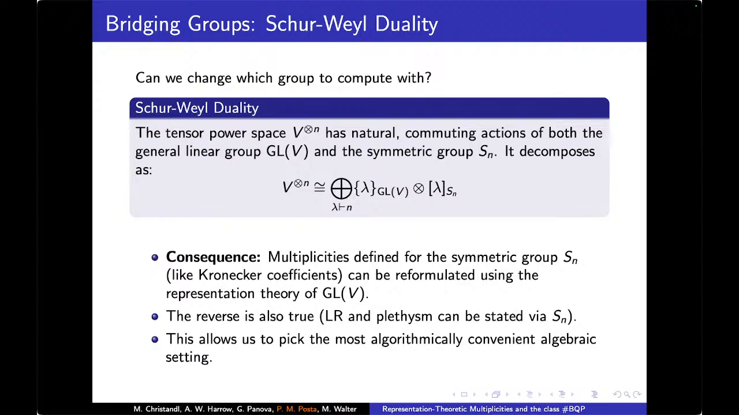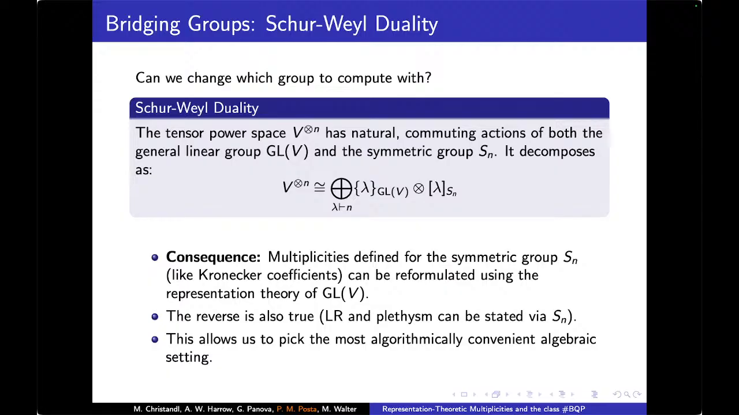So for each construction that you can do via S_n, you can also define the multiplicities in terms of just GL(V) and vice versa. So for example, the Kronecker coefficient can be reformulated in terms of just being the branching multiplicities of some sort of embedding involving only GL(V) for some V's, I guess, and so on.